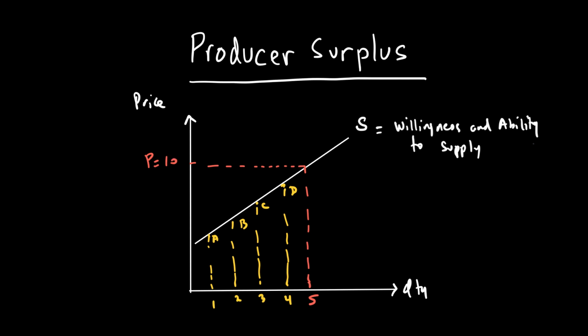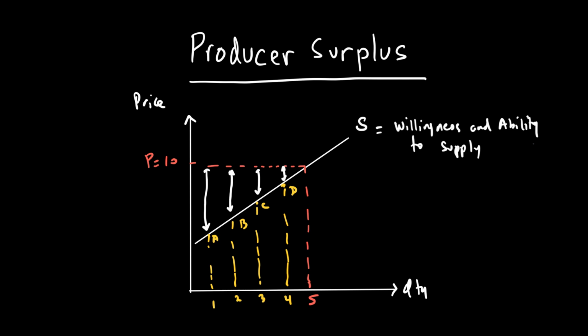So for all units before the last unit, he's pocketing something, which is what we call the difference between what the producers are getting, which is the market price, and what they're willing to supply the good for. So for us, these vertical distances or gap between the market price and what they're willing to supply is what we call producer surplus.